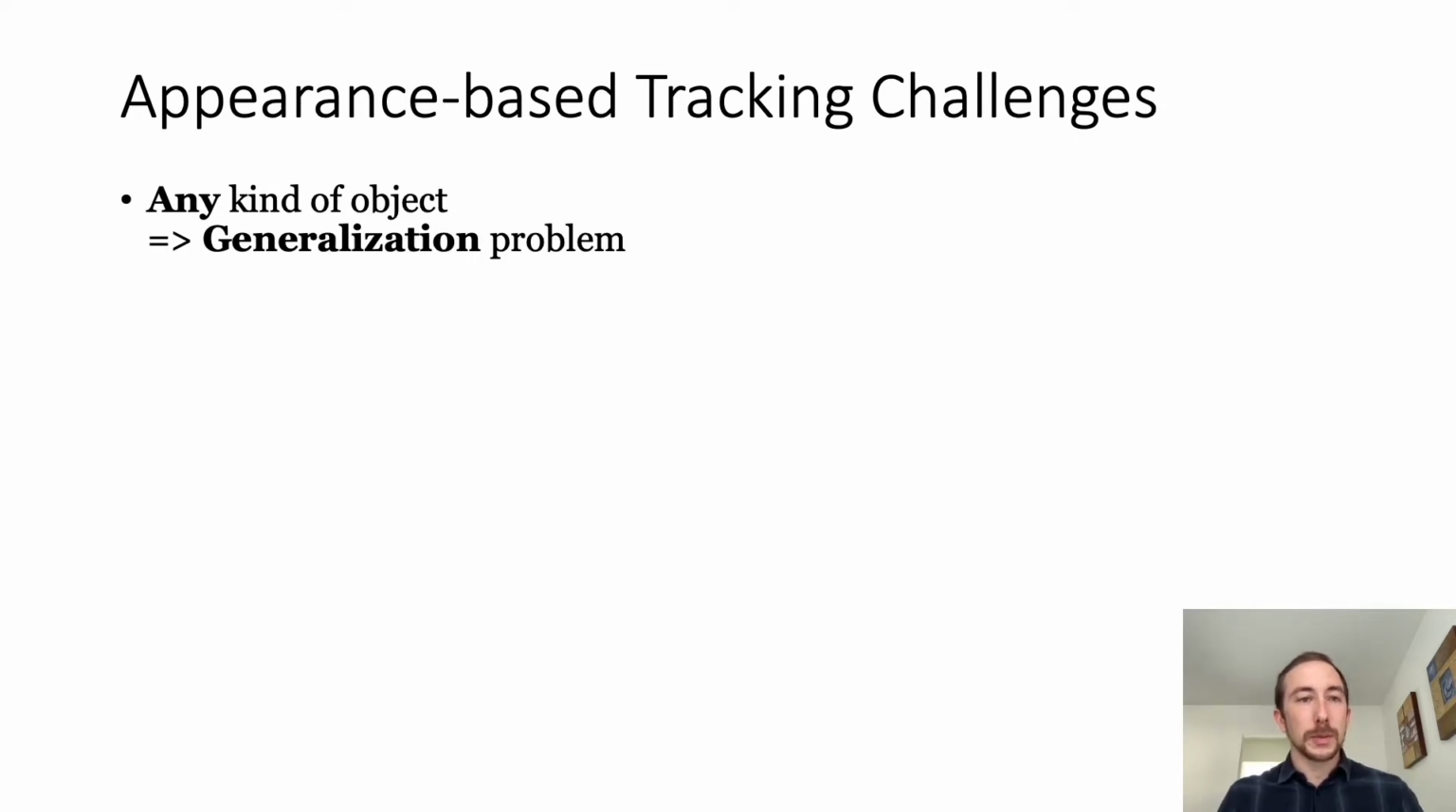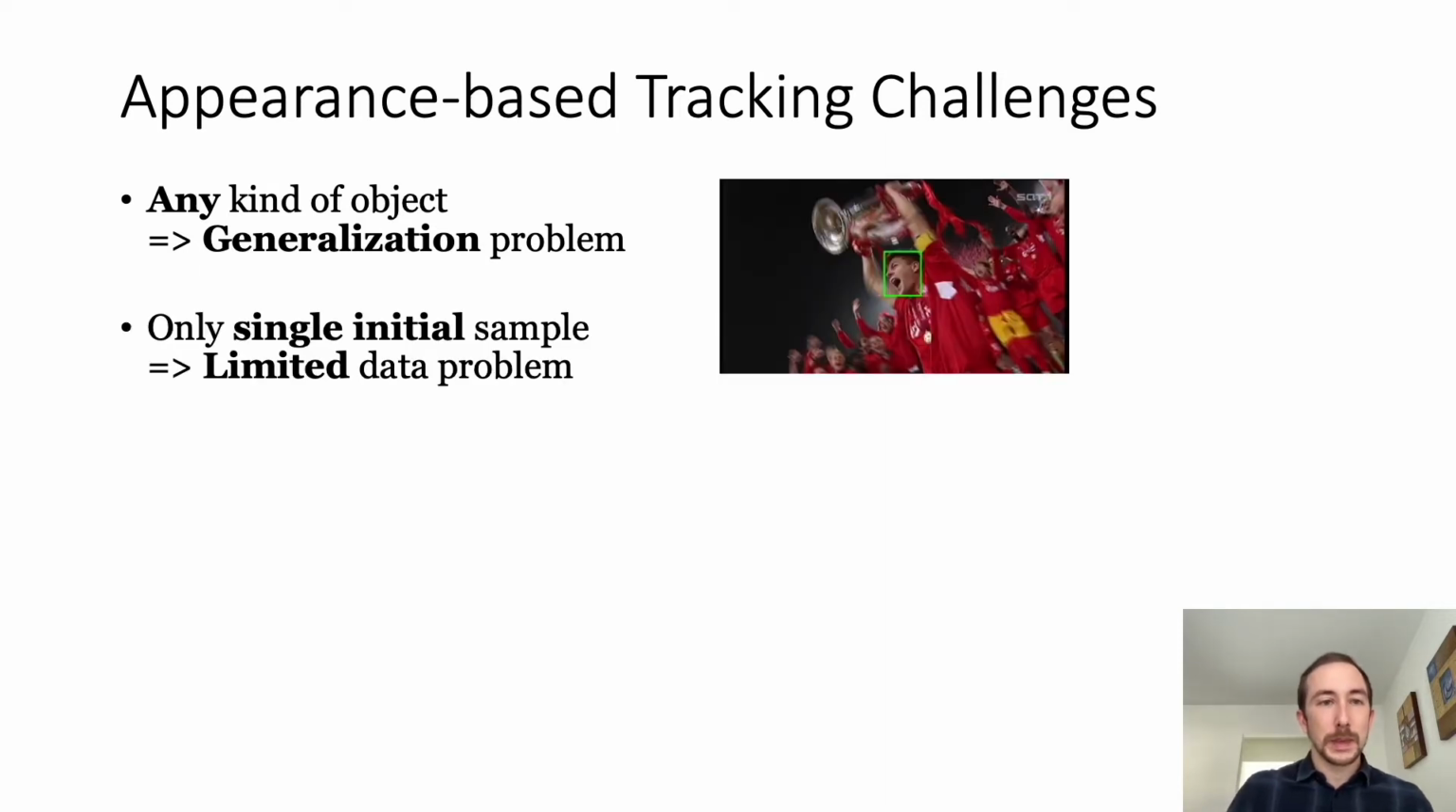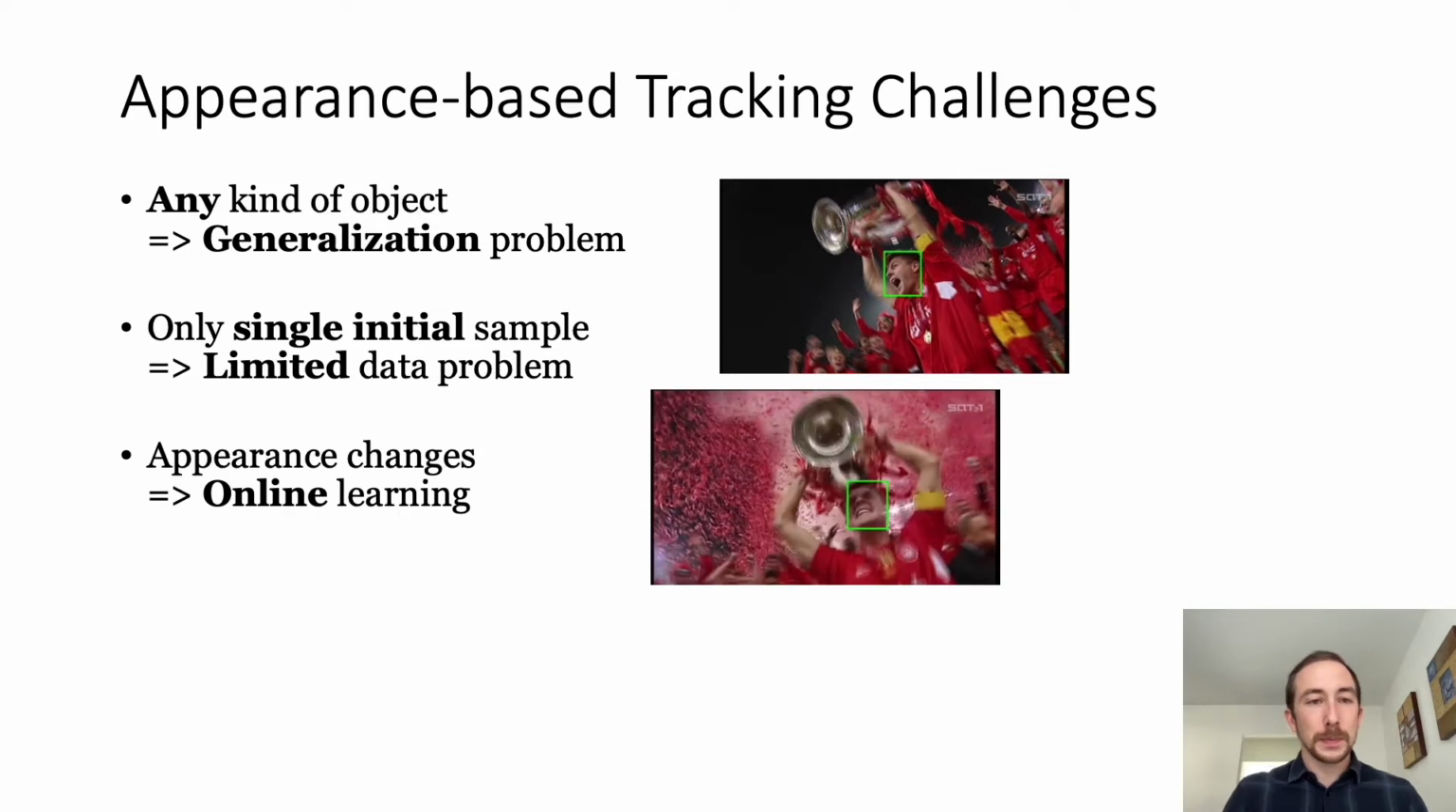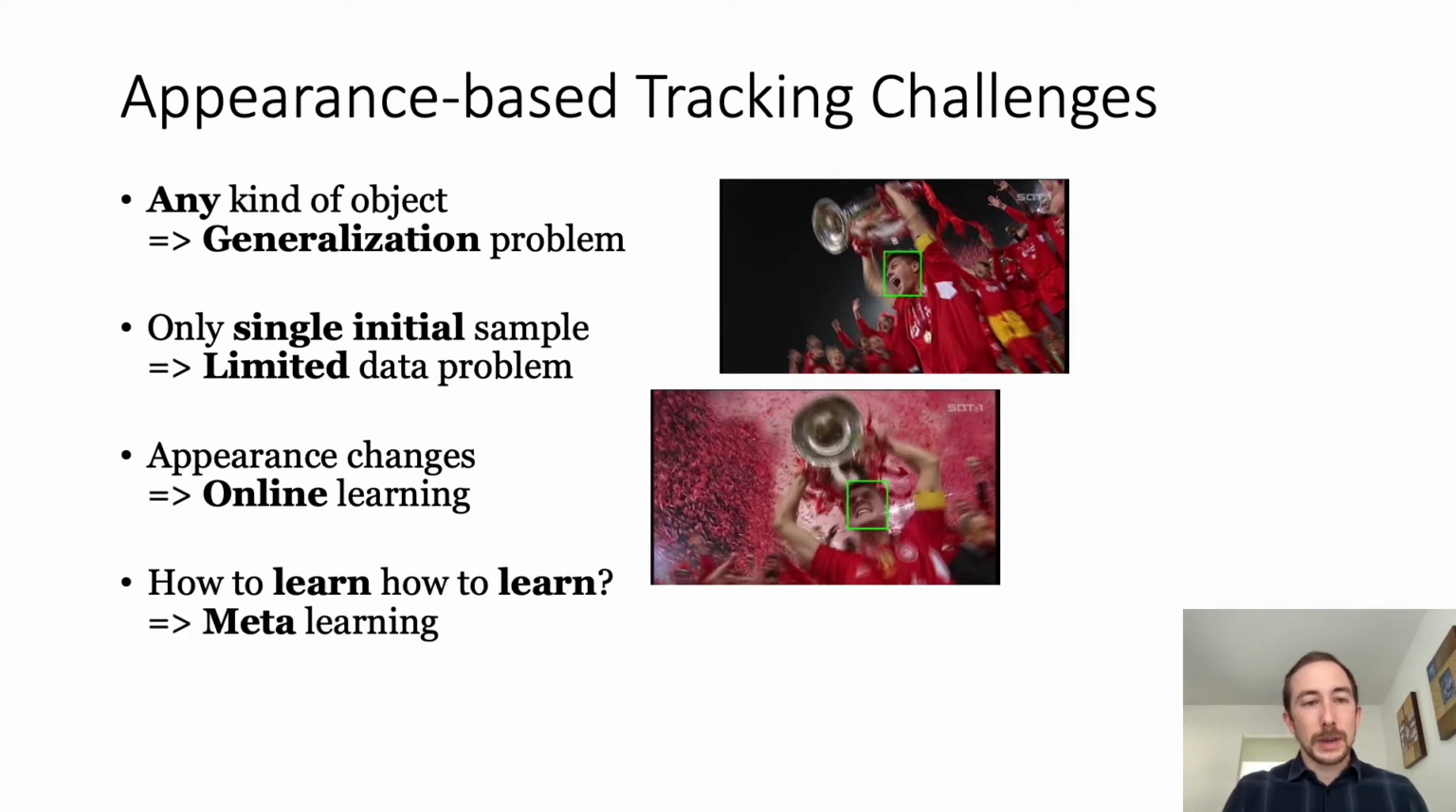First of all, as I said, we want to be able to track any kind of object, so this leads to a generalization problem. We're also only given a single initial example that defines the objects that we want to track. So here we have a limited data problem. Appearance, of course, also changes over time, so we need to do online learning. And finally, if we want to develop end-to-end approaches that do tracking, we also need to learn this online learning mechanism. So meta-learning naturally arises here.